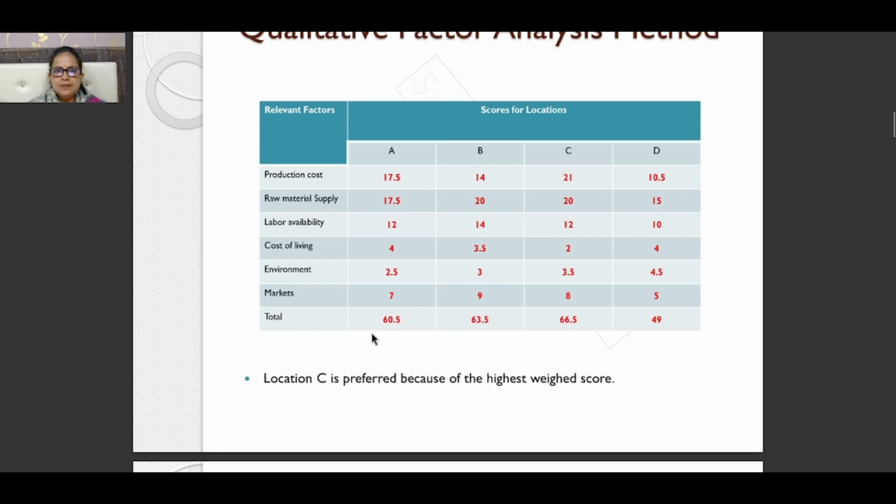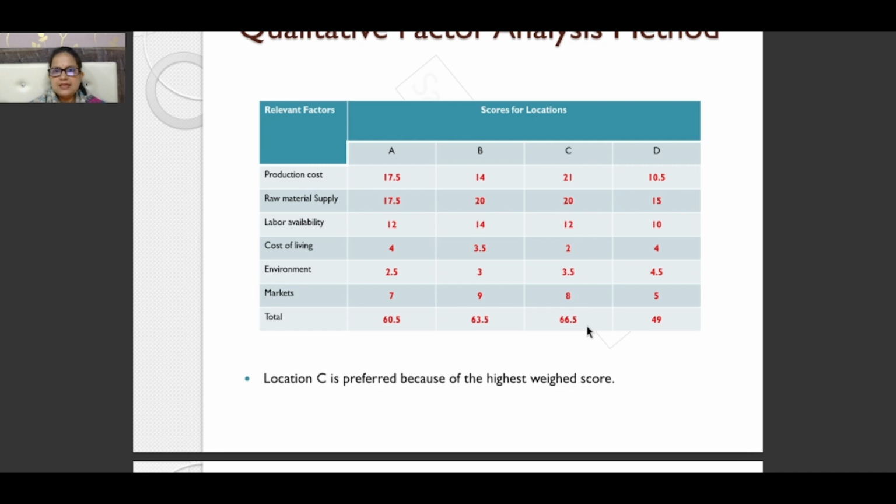This is the total value for location A. For location B, 63.5. For location C, it is 66.5. Location D, it is 49. So if you see, C is having the highest score. So we can go for choosing the location C.